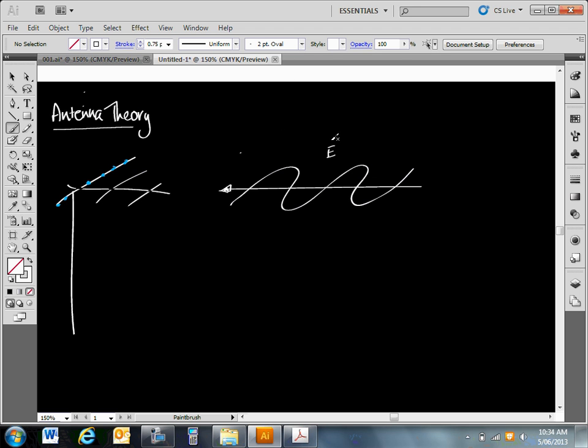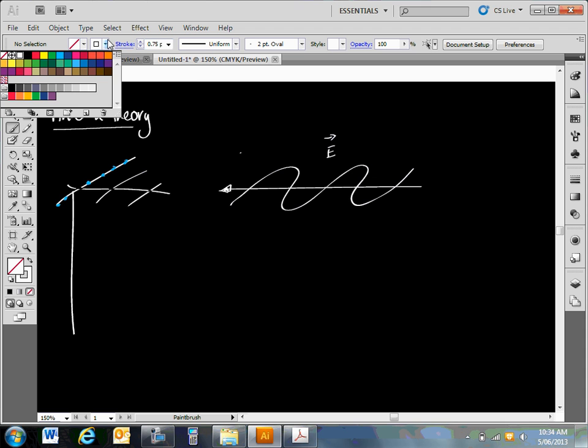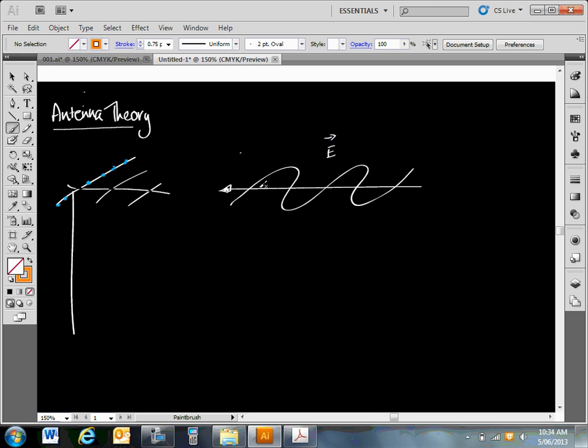This is E, and we know that if this is light, then we have a magnetic field as well at right angles to it. But I'm not going to worry about that at the moment. That magnetic field helps this electric field self-propagate. We're interested in this antenna theory, in the electric field, because the electric field is the one that causes these electrons to oscillate backwards and forwards. They oscillate in the same plane as this oscillating electric field.